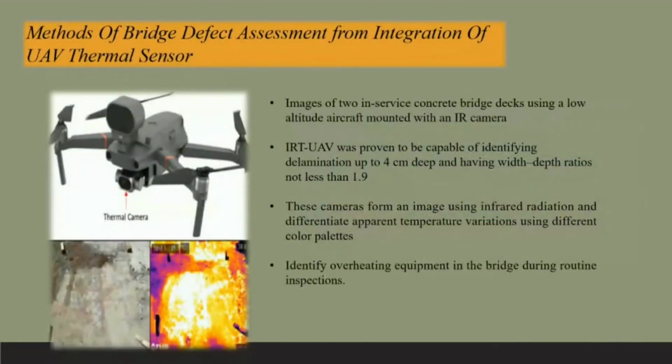Now we are going to see the methodology of usage of the thermal sensor and AE emission. For the thermal sensor, this images in-service concrete bridge decks using a low altitude aircraft mounted with an IR camera. This camera can identify delamination up to 4 cm deep and having a width-to-depth ratio not less than 1.9. This camera forms an image using infrared radiation, differentiating apparent temperature variation using different color palettes. This camera can identify overheating equipment in the bridge during routine inspection, and if it overheats, it means that the bridge has some defects.